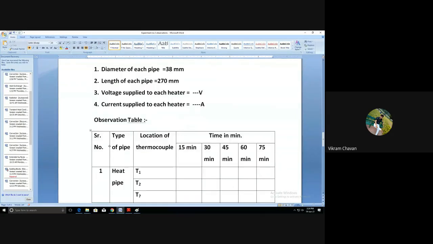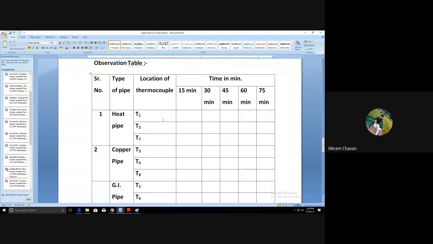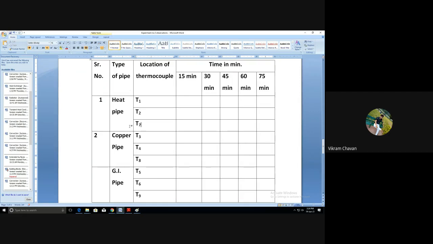Then we have to consider this observation table. In the observation table, there are the serial number, type of pipe, location of thermocouple, and time in minutes. We have to take different readings at different times. When we start the actual performance, we have to take the readings for the heat pipe. T1 and T2 will measure the temperatures of the evaporator and condenser, whereas T7 will measure the temperature of the water bath for the heat pipe. In a similar fashion, for the copper pipe, T3 and T4 will measure the temperature of the bottom side and the top side, and T8 will measure the temperature of the water bath.